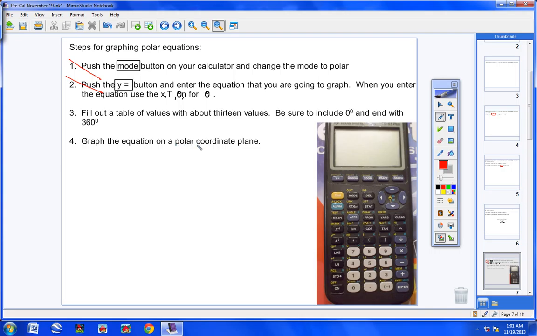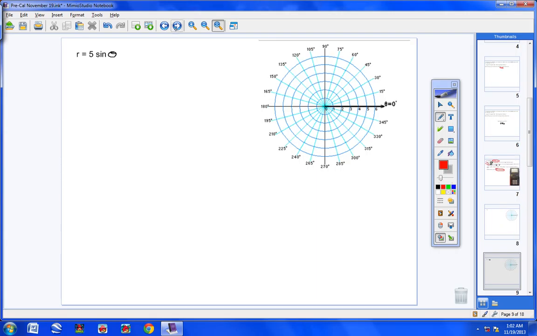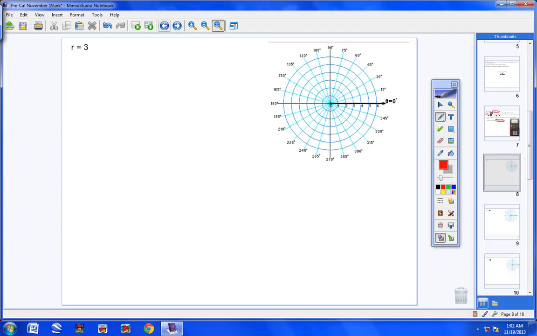And then you graph the equation not on a regular XY coordinate plane, but on a polar coordinate plane, which makes sense because you're graphing a polar equation. Okay, so those are the basic steps. Let's go ahead and jump into this and see how we do. We're going to graph 1, 2, 3, and then we'll get into vectors. Okay. So here we go.